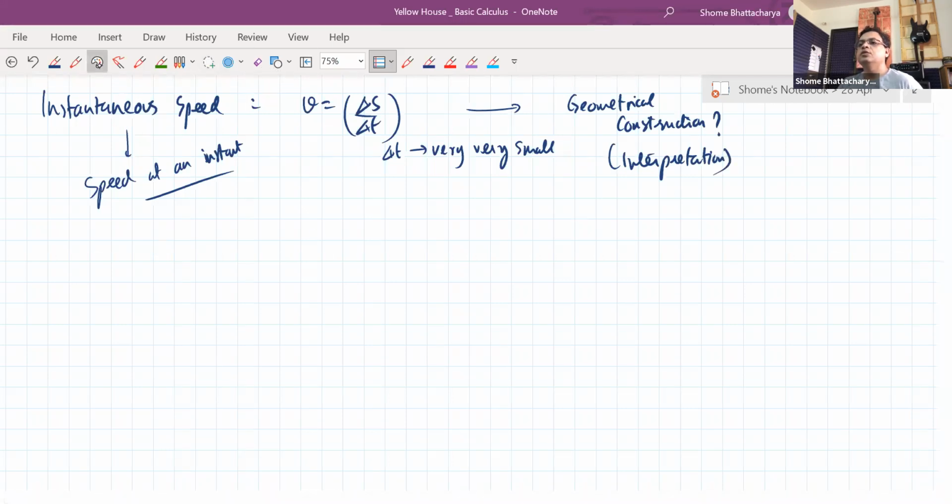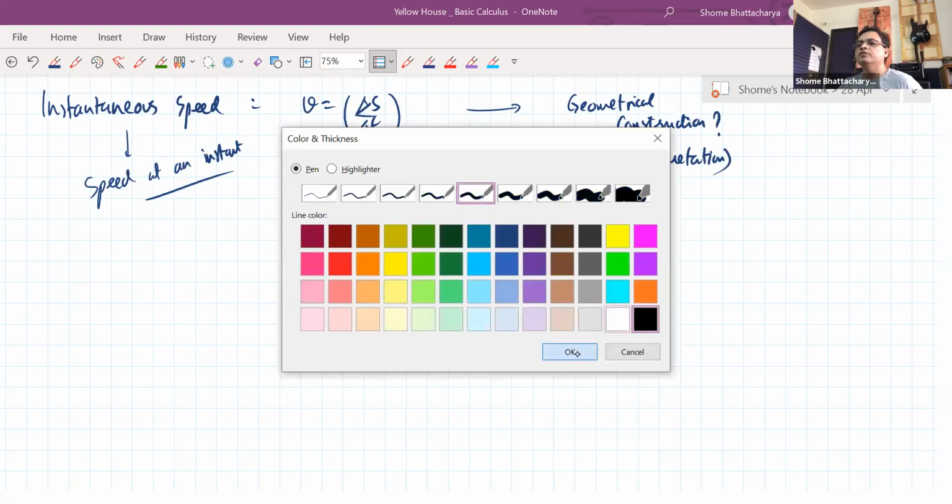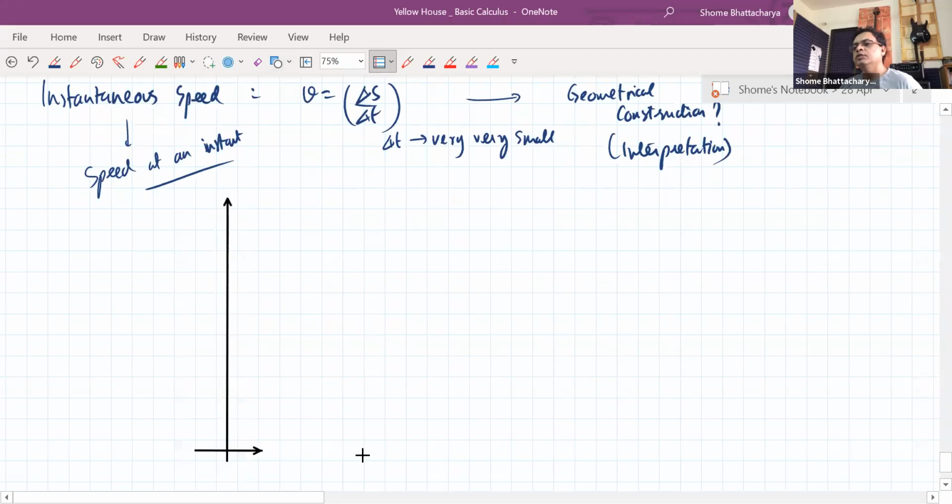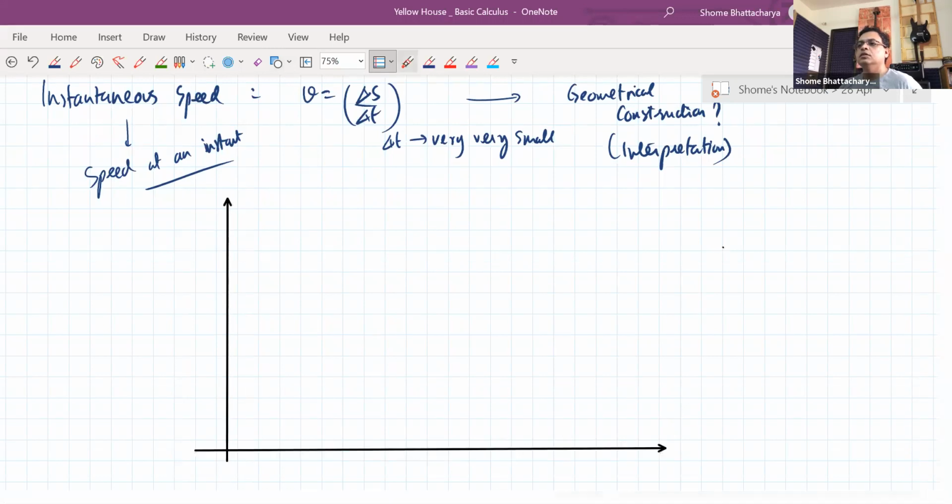So again, let's say we are talking about the case of the object in free fall. We'll come to that very interesting concept of slope of tangent. Okay. So we'll have to understand what we mean by tangent itself first. So distance versus time in free fall.